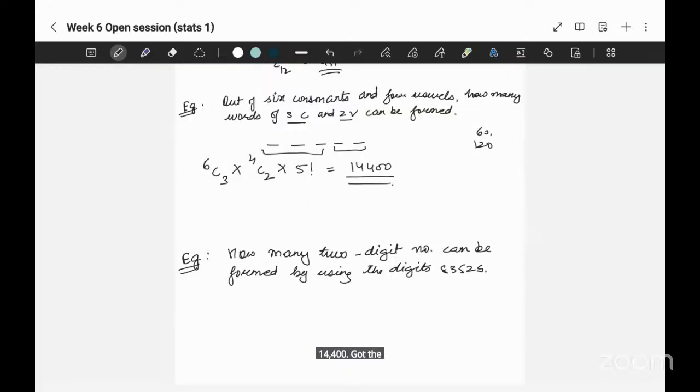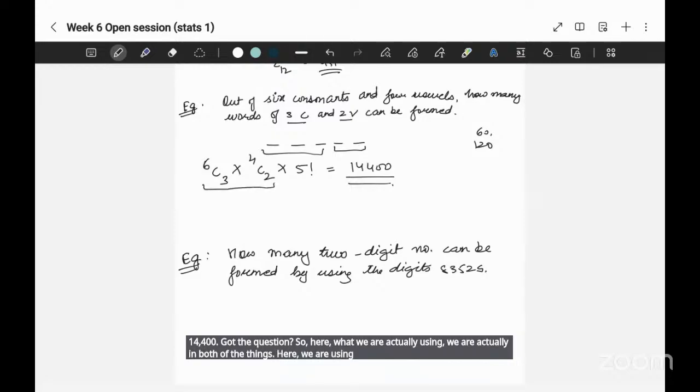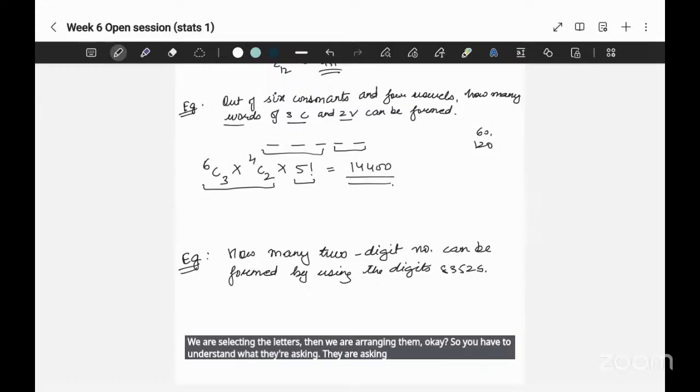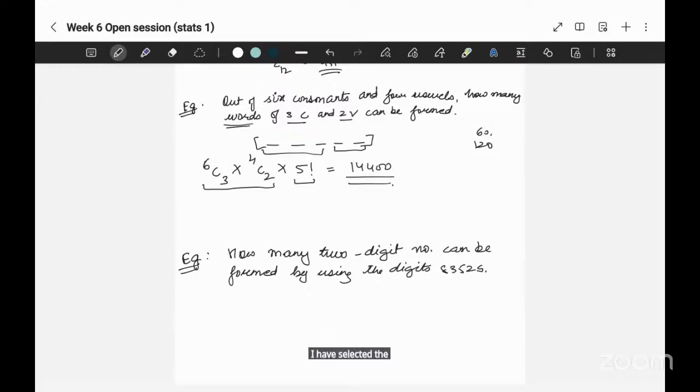Got the question? So here we are actually using both of the things. Here we are using combination and also we are using permutation. Got the point? What we are first doing, we are selecting the letters, then we are arranging them. So you have to understand what they are asking. They are asking how many words I can form. So a word is basically formed with 5 letters. I have selected the letters, then I will arrange them. So I can arrange them in 5 factorial ways. Got the point? Everyone? Yes, ma'am.